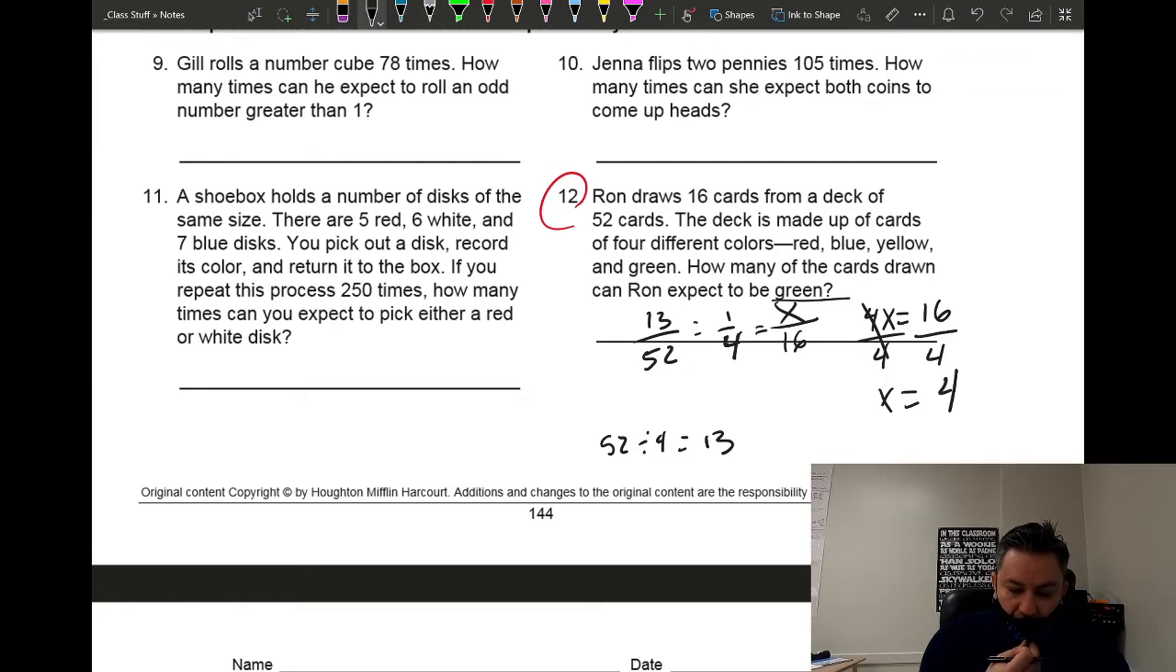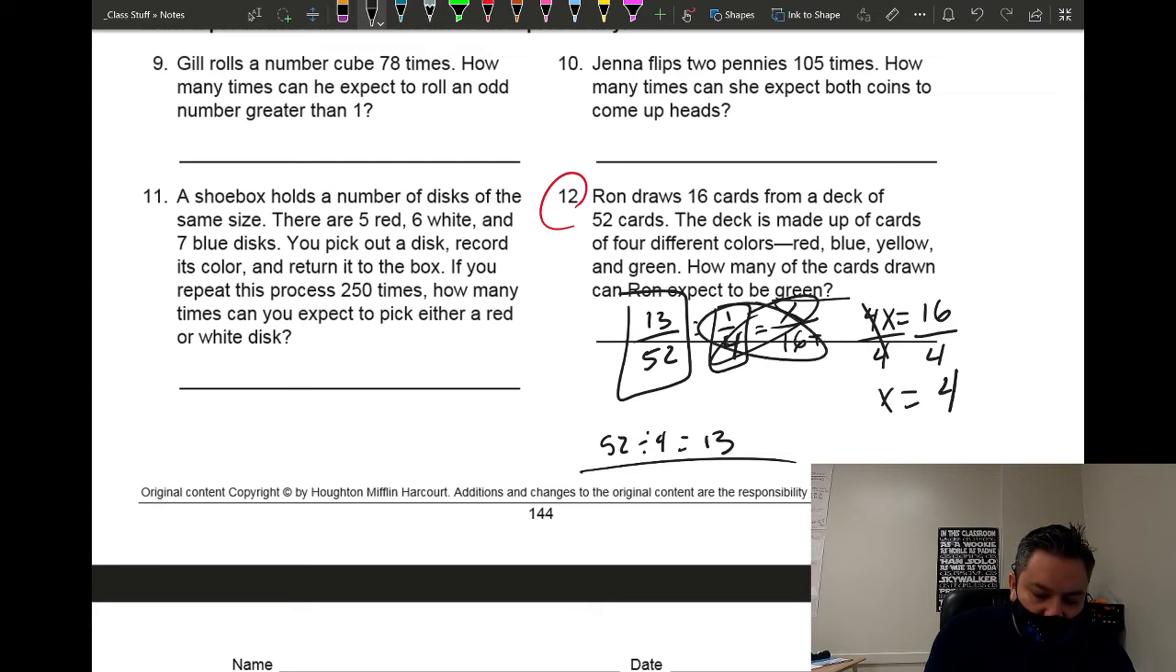Again, the trick right here is knowing how many cards of each color are in the deck, and you do that by dividing by 4. 52 cards, because he has the same number of cards for each color, so you divide by 4, and that is 13. So 13 out of 52 is 1/4. 1/4 of the cards are green. And then you're gonna pull out 16 cards, so that's the total right there. And then you do cross products. And that's how you do this.